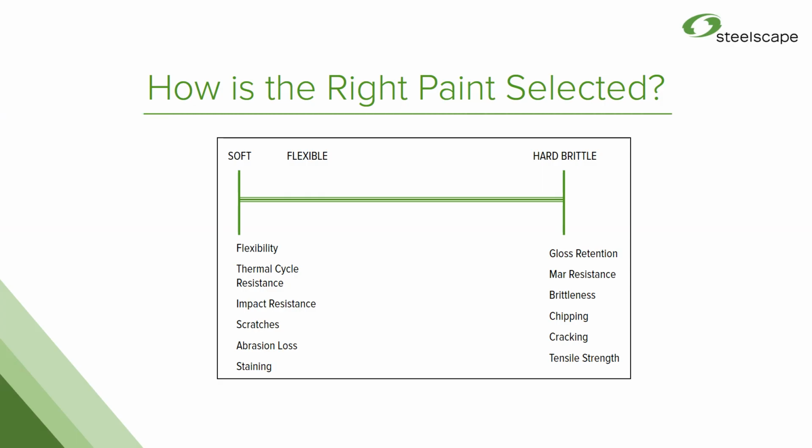We can also see that most paint used in construction coatings is relatively hard to give it durability, but not too hard so as to cause film cracking.